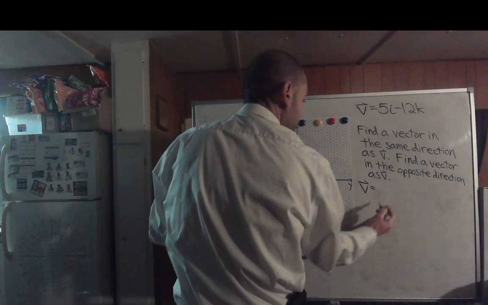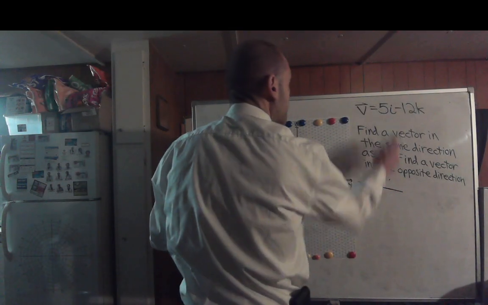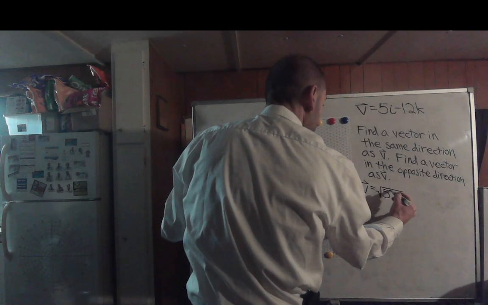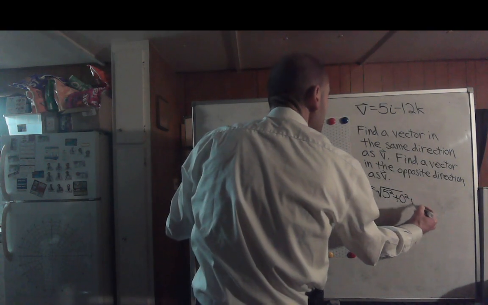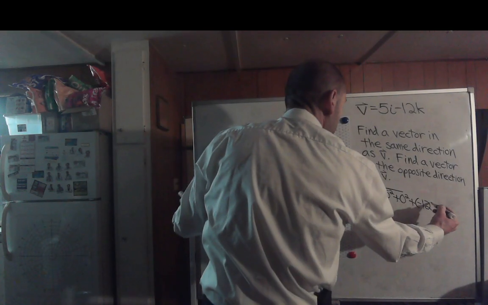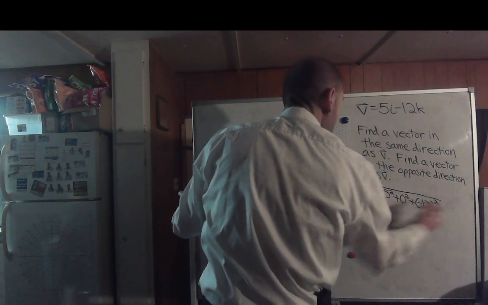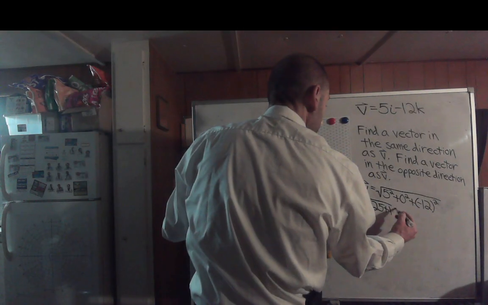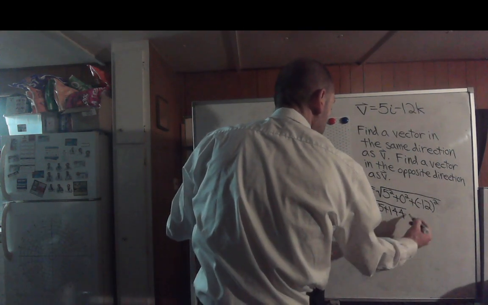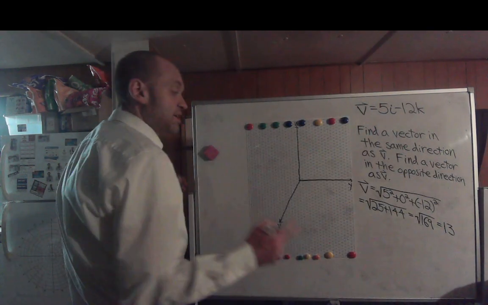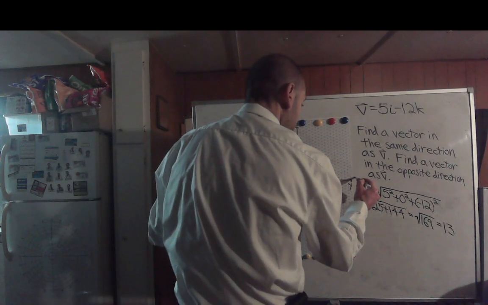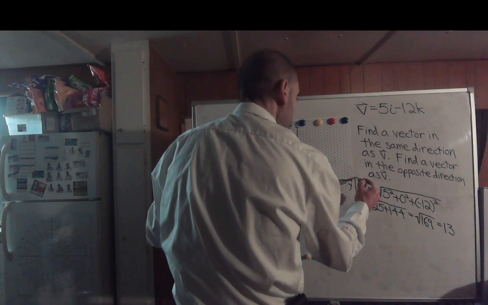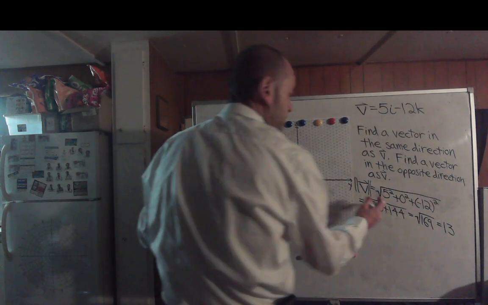So the magnitude of vector v, that's going to be the square root of 5 squared plus 0 squared plus negative 12 squared, which would turn into the square root of 25 plus 144, which we know to be the square root of 169, which is exactly 13. The magnitude of vector v is exactly 13. Let me put that magnitude symbol here for vector v.